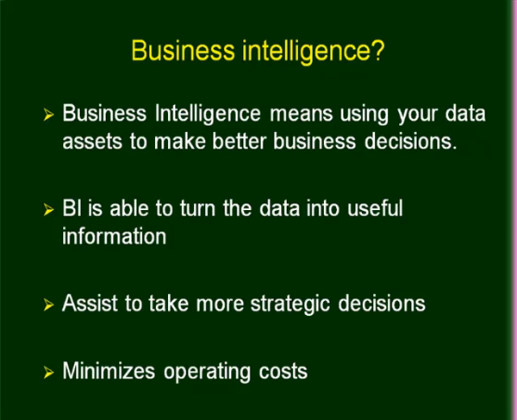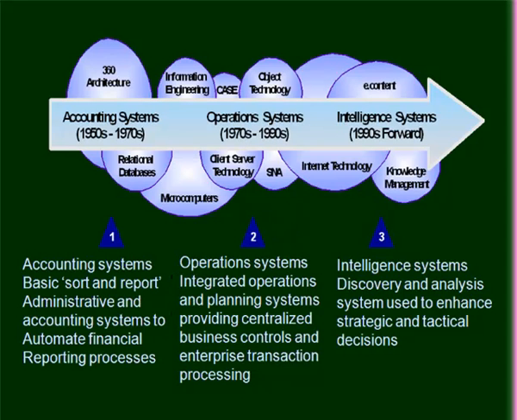So there is a fundamental shift in the purpose, objective, and the use of information. The slide shows three different kinds of systems. One is the accounting system, middle one is the operation systems, and the last one is the intelligence systems. Accounting systems basically use sort and report, administrative and accounting systems to automate financial reporting processes.